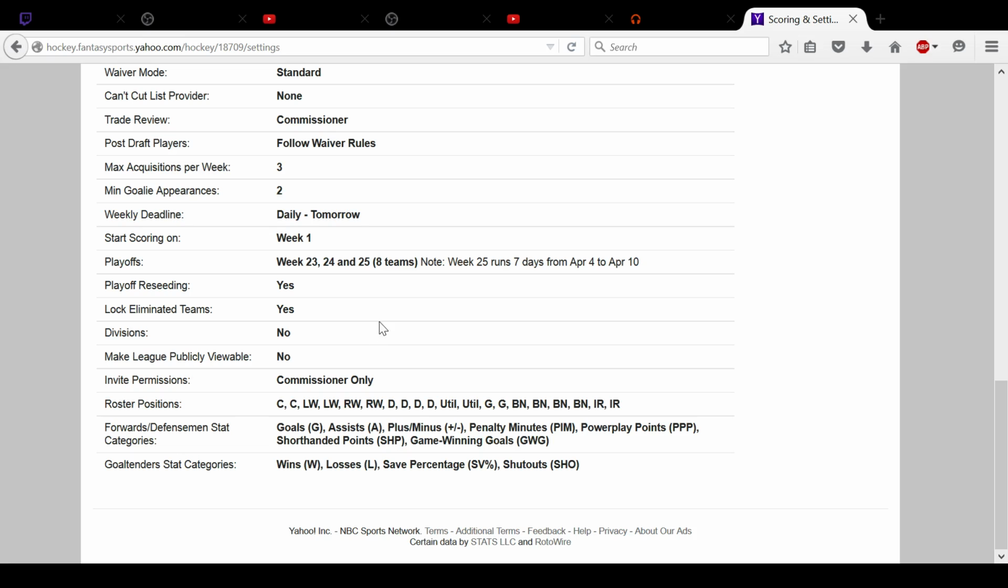Invite permissions commissioner, and now we're getting into the important stuff, which is the roster positions and stats. So roster positions, as we have it set up, are 2 centers, 2 left wings, 2 right wings, 4 defense, 2 utility players, 2 goaltenders, 4 bench spots, and 2 IR spots. The really important ones to pay attention to there are the number of utility players and the number of IR spots. Those were 2 areas where I made a mistake, where the settings were changed between last season and this, and I didn't quite catch that we were adding utility players and adding an extra IR spot.